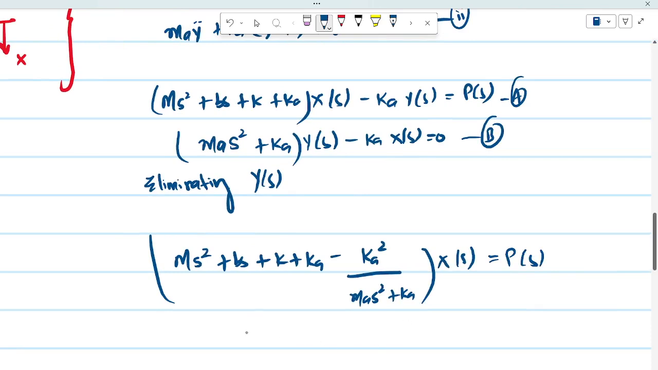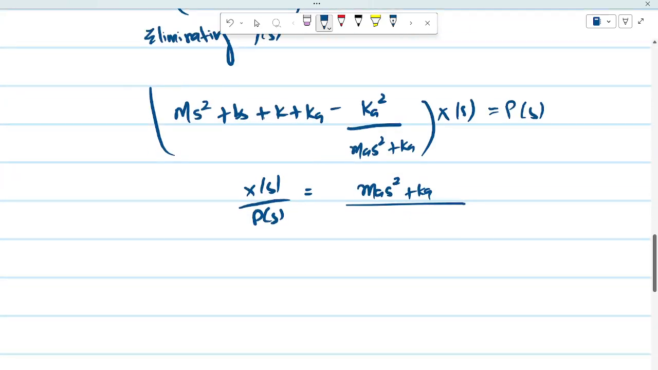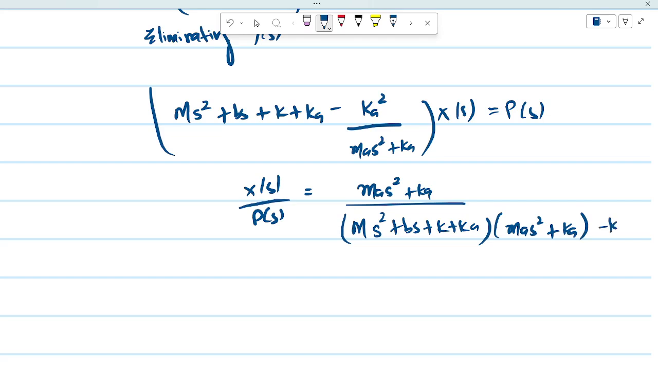So from here we can write the output over the input force as equal to (ma s square plus ka), if you just take the LCM for this one, over (m s square plus b s plus k plus ka) into (ma s square plus ka) minus ka square.